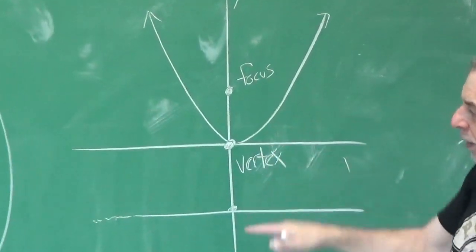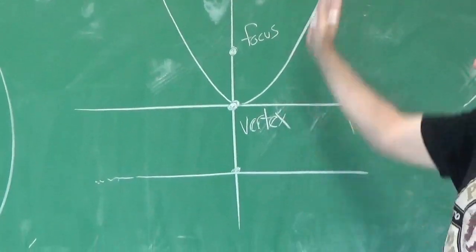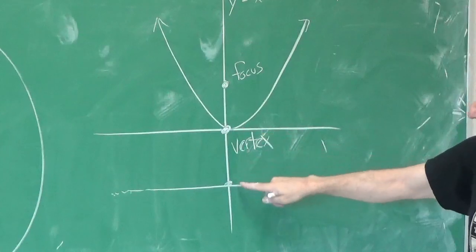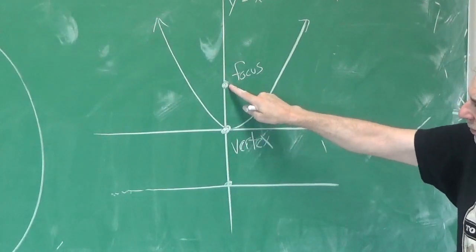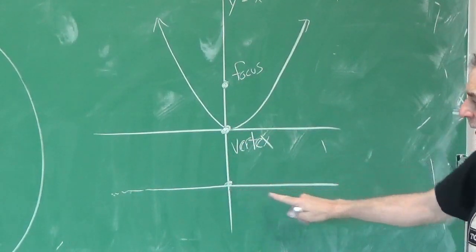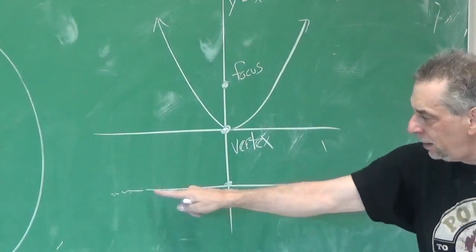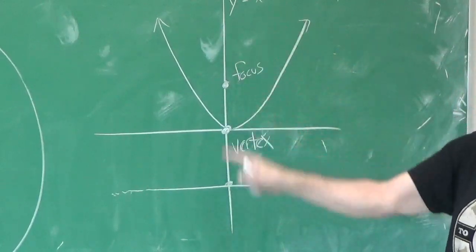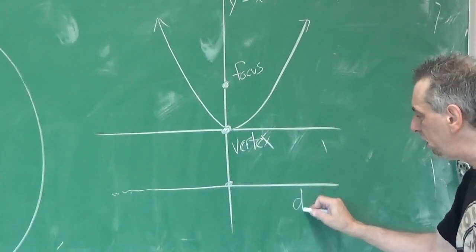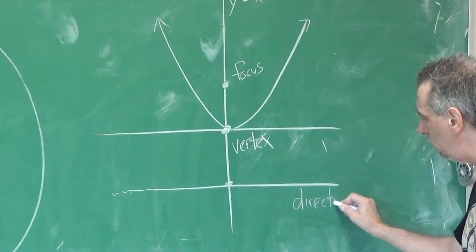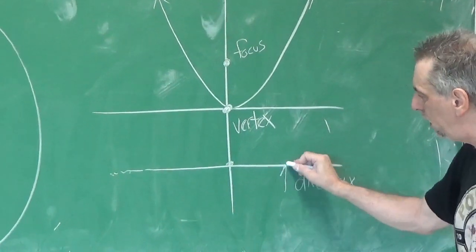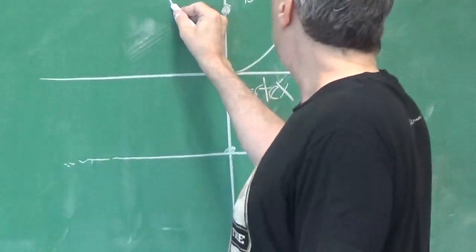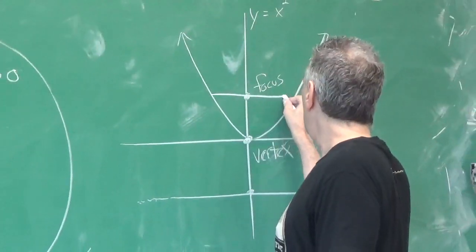If it opened down, then the focus would be this way, but this one's opening up. The focus is always within the parabola. The directrix is the same distance from the vertex as the focus, but in the other direction. In this case, it's a horizontal line. If the parabola was opening along the x-axis, then it would be a vertical line. So we call this line the directrix.